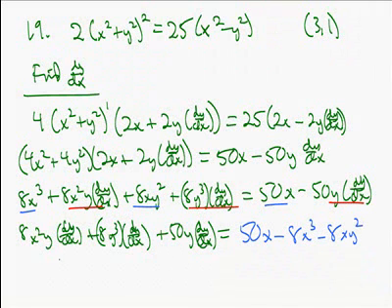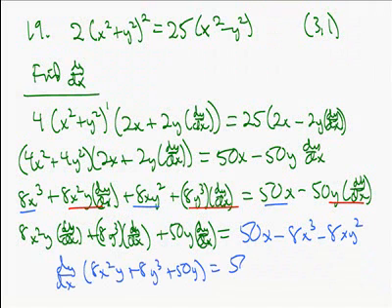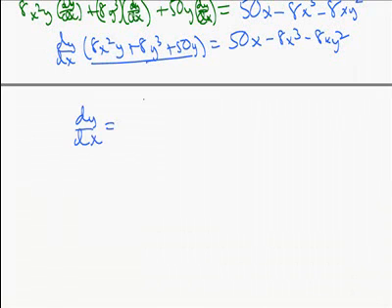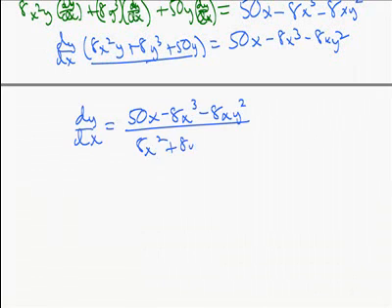So now factoring a dy/dx out, we get (8x squared y plus 8y cubed minus 50y) times dy/dx is equal to 50x minus 8x cubed minus 8xy squared. And so finally, solving for dy/dx by dividing both sides by this quantity here, we get dy/dx is equal to (50x minus 8x cubed minus 8xy squared) all divided by (8x squared y plus 8y cubed minus 50y).